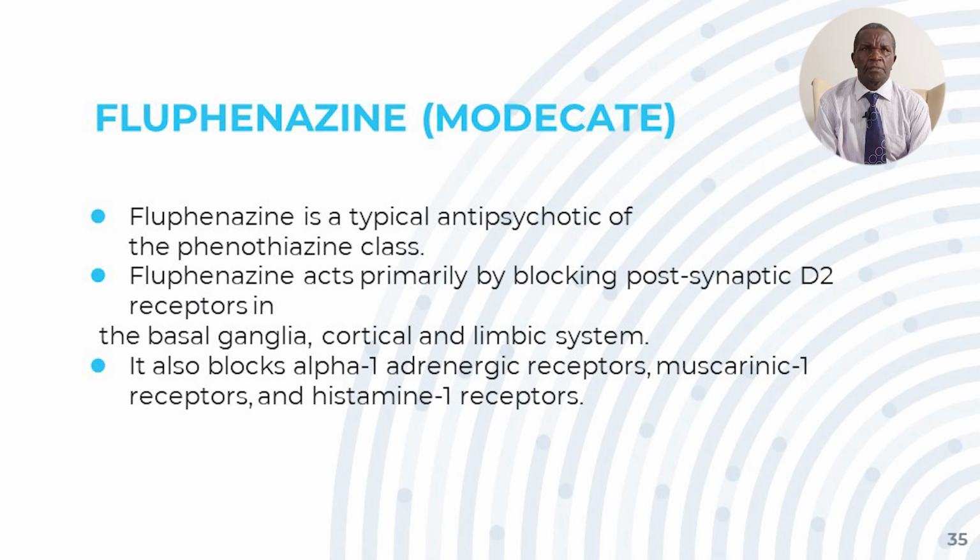Now, fluphenazine is a typical antipsychotic of the phenothiazine class. Fluphenazine acts primarily by blocking postsynaptic D2 receptors in the basal ganglia, cortical and limbic system. It also blocks alpha-1 adrenergic receptors, muscarinic 1 receptors, and histamine receptors.